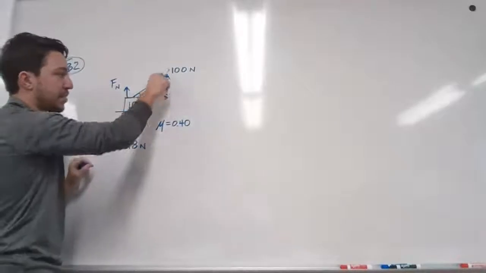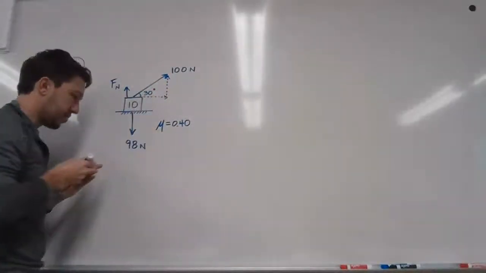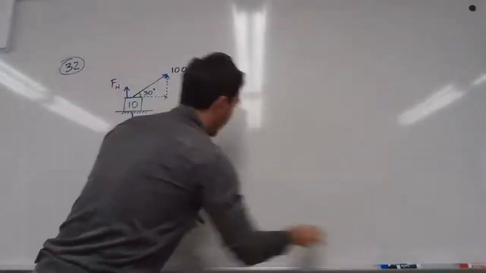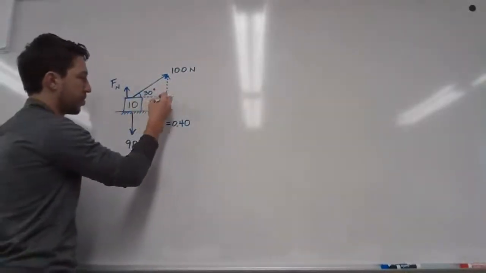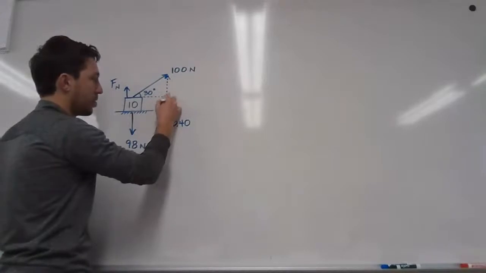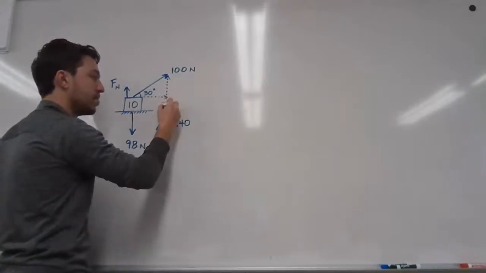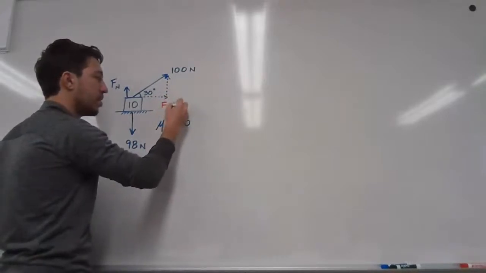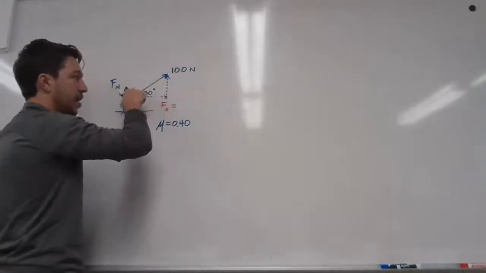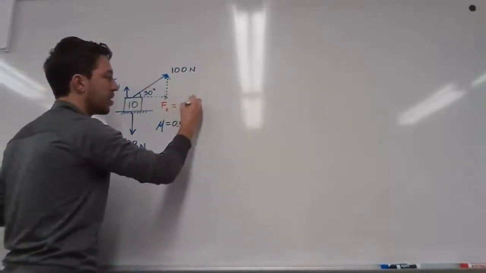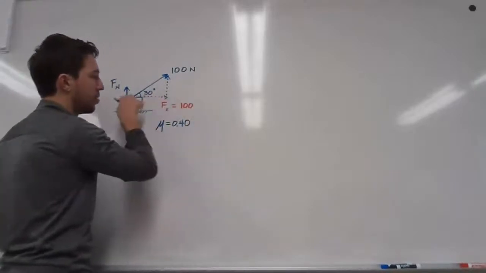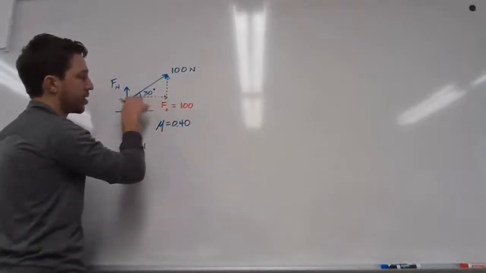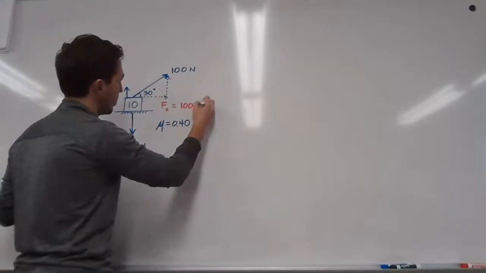Okay, so let's break up this vector. How do I figure out the horizontal component? The hypotenuse is 100, and I multiply it by the... What do you guys think? Sine or cosine to get the horizontal? Cosine.